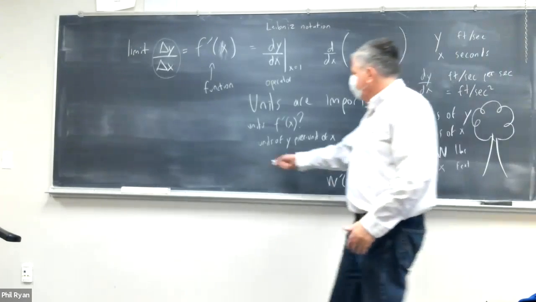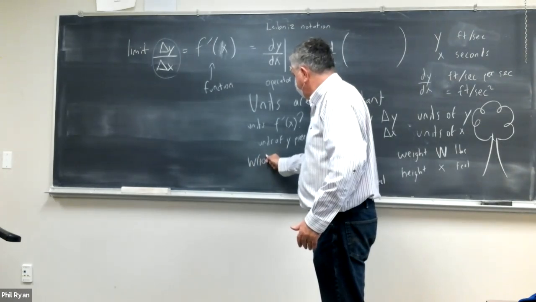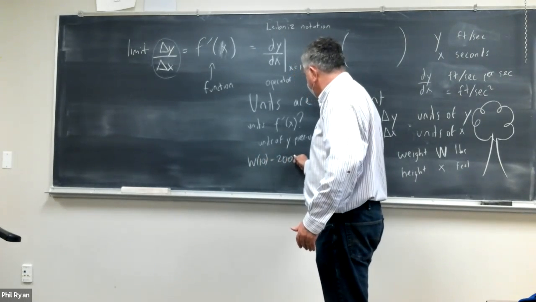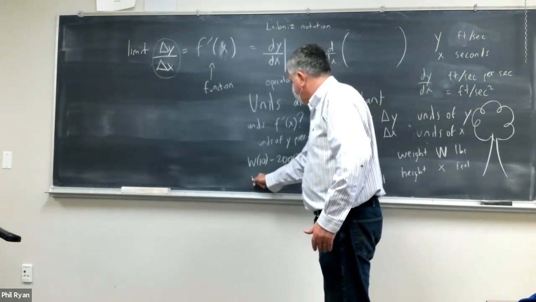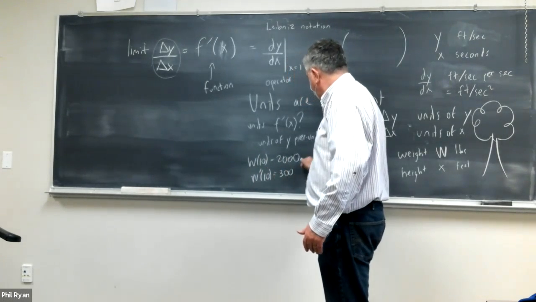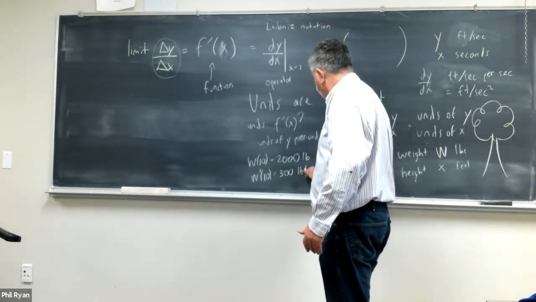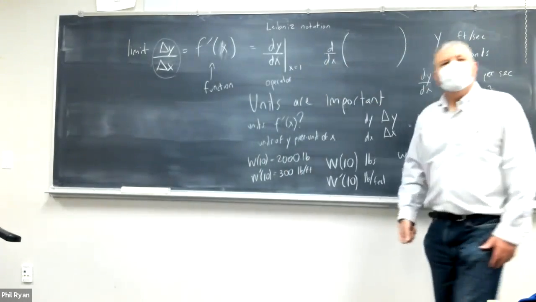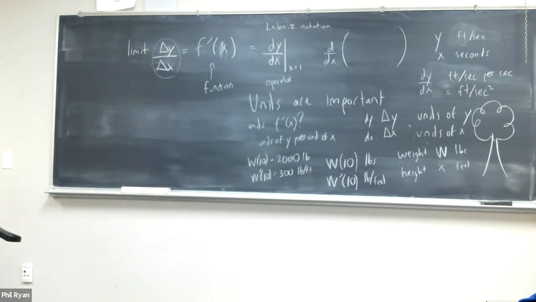So if we had that W of 10, let's say, is 2,000 pounds, and W prime of 10, let's say, is 300, what would you estimate to be the weight of an 11-foot tree? Around 2,300. 2,300, exactly right.